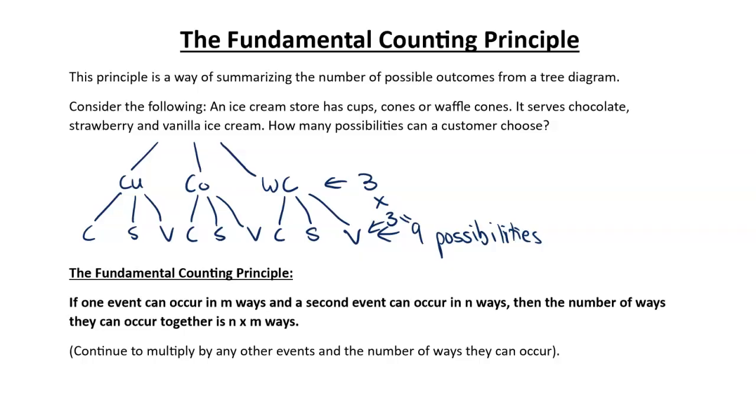It says this: if one event can occur in m ways and a second event can occur in n ways, then the number of ways they can occur together is n times m ways. And if there are more events, we continue to multiply by the number of ways that each other event can occur.